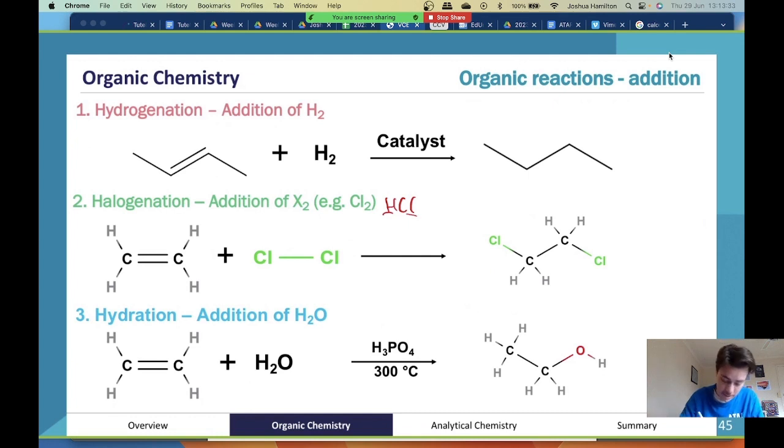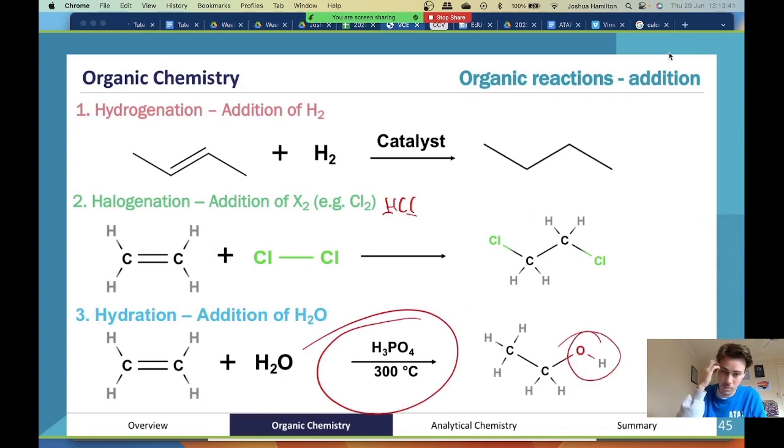You add water. Now, these are really important catalysts to remember: H3PO4 at 300 degrees. This is hydration because you're adding water and you end up with an alcohol group. One hydrogen goes by itself, and the other ends as an alcohol group.